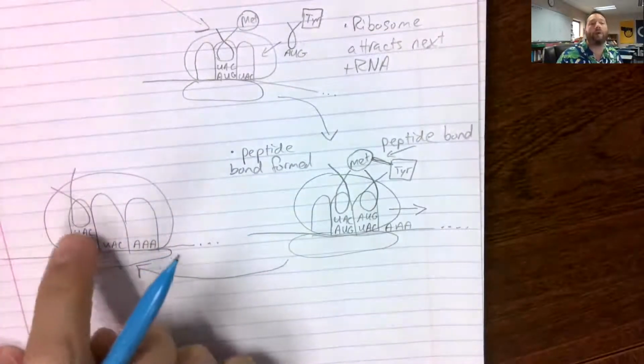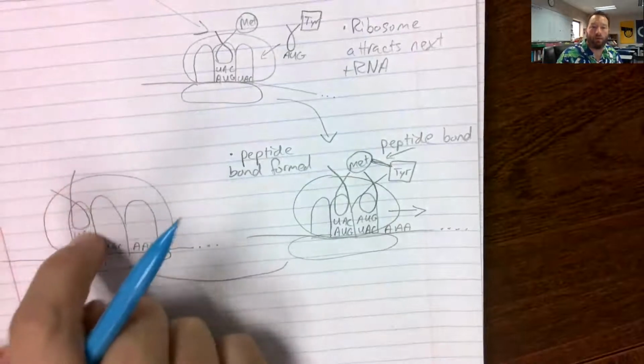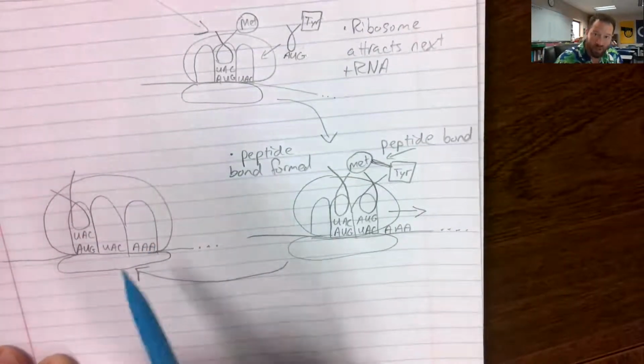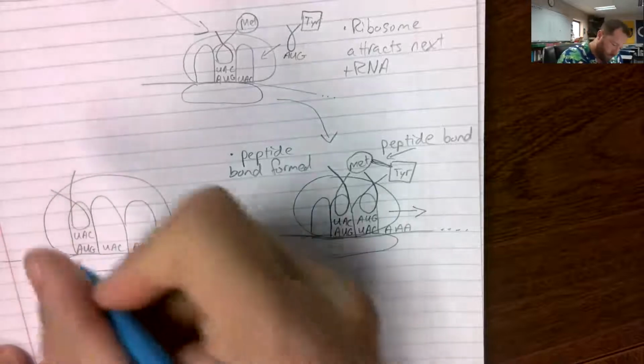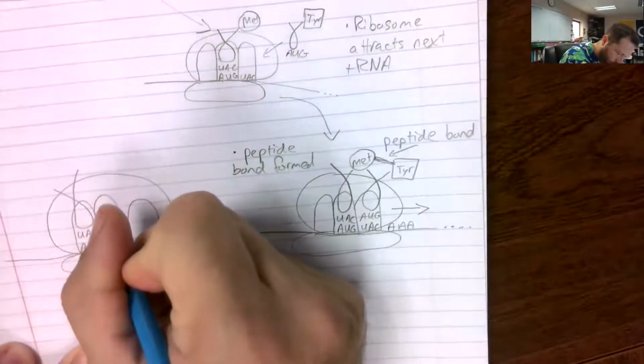Now notice I'm not drawing the amino acid methionine on top of this tRNA. It's now empty. It's not holding on to an amino acid anymore. Where is it, you might ask? Well, it's a very good question.